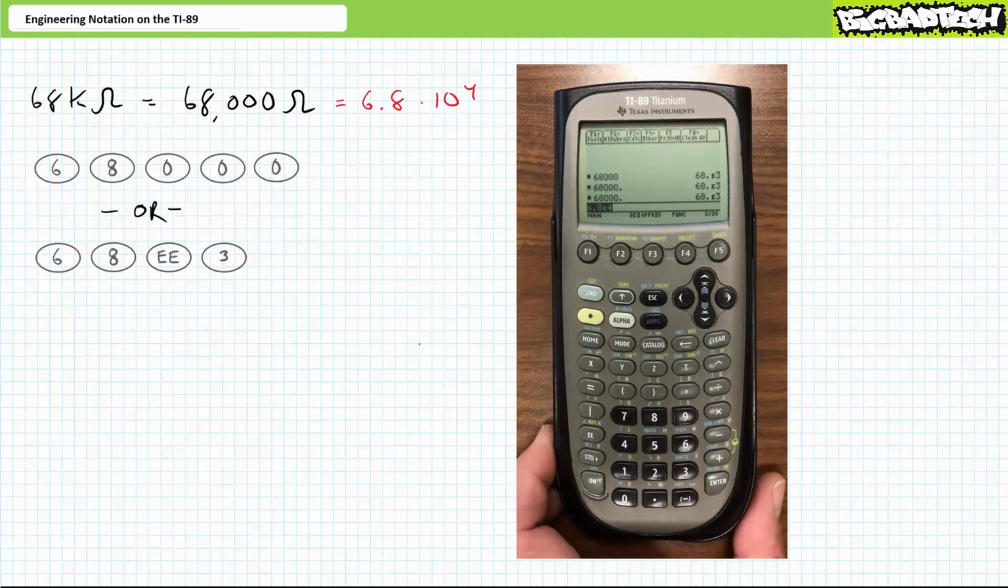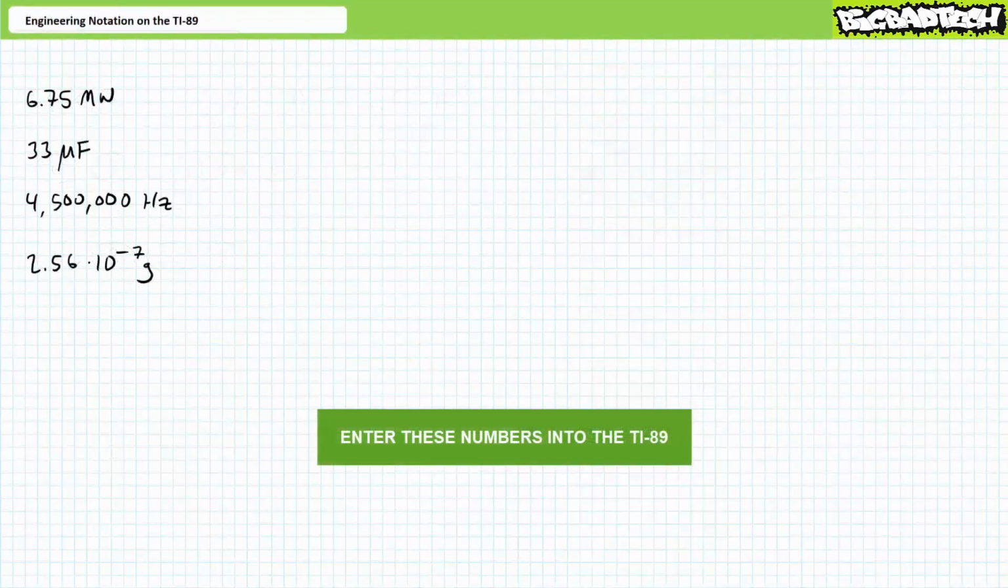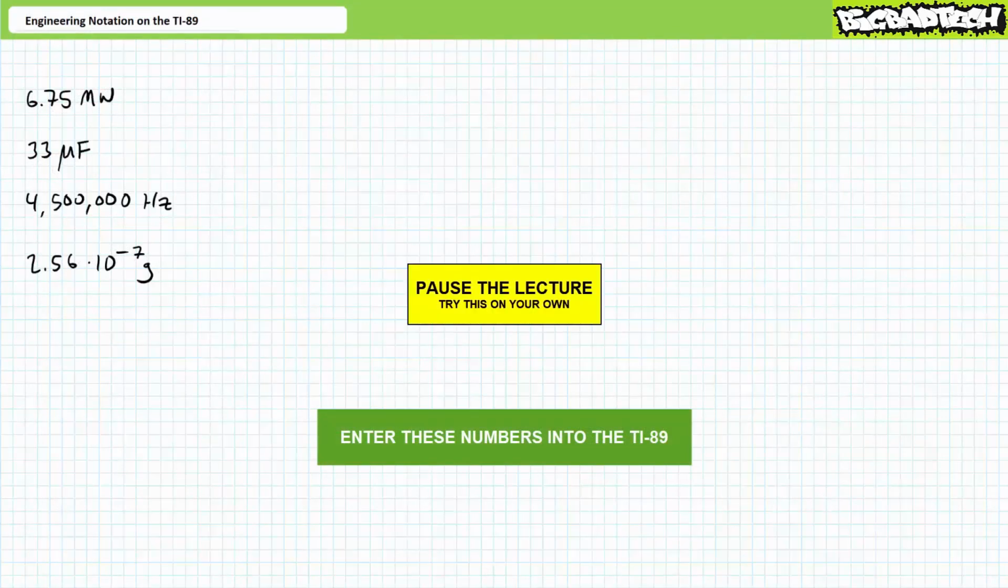The calculator puts any number you enter into engineering format. Consider the following selection of numbers. By all means, pause the lecture and punch these numbers into your calculator using whatever method you wish and press enter. If you're in exponential format engineering, you should get the following results.